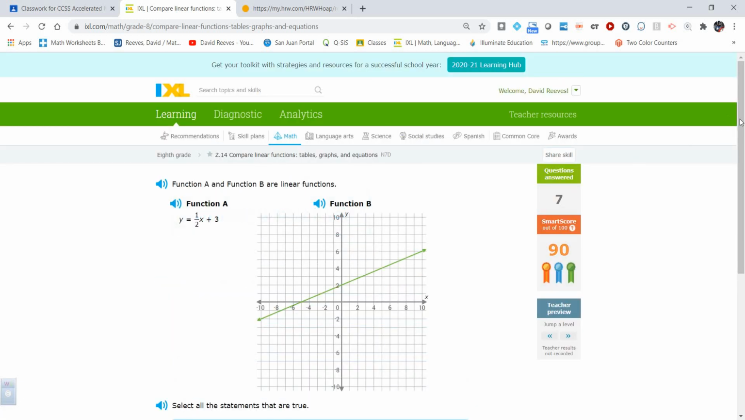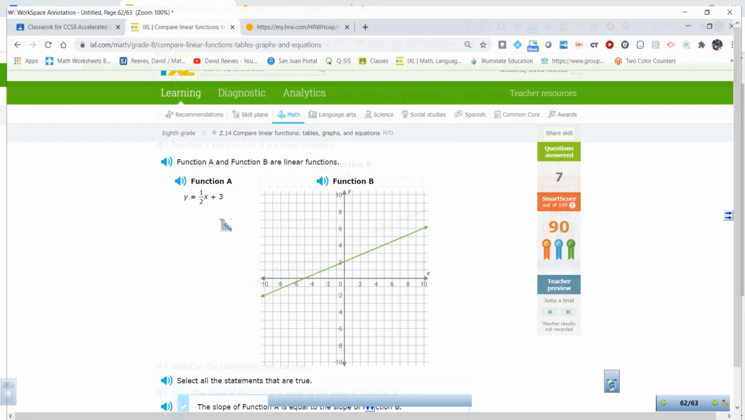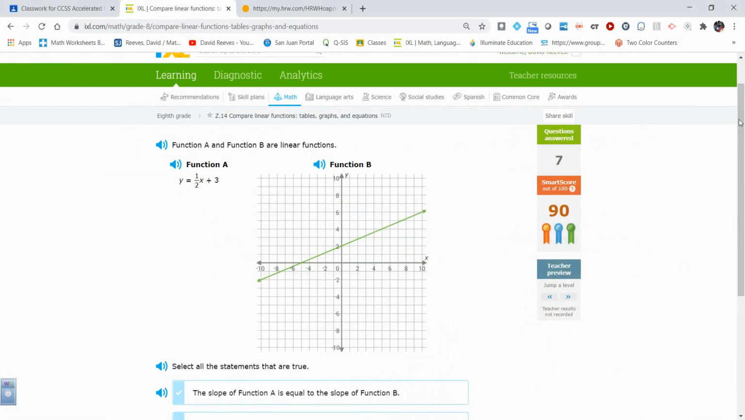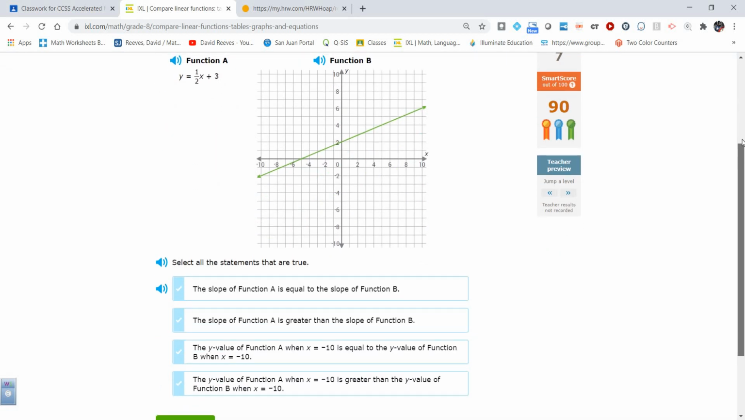Oh, what? Do we do the same thing? Okay, I cannot end getting a question wrong. I refuse to end getting a question wrong. So what are they asking us to compare here? They're asking us to compare slopes and output values.